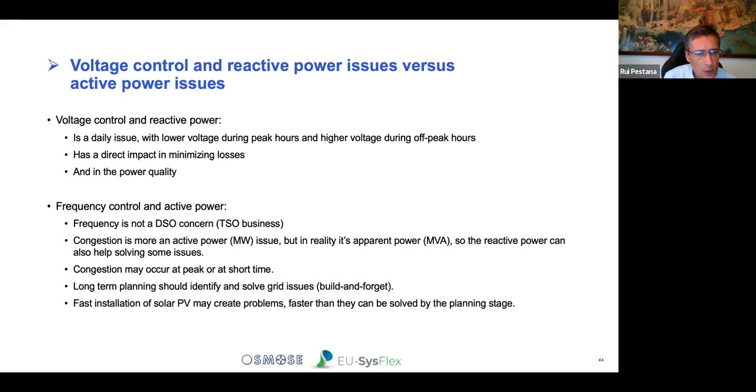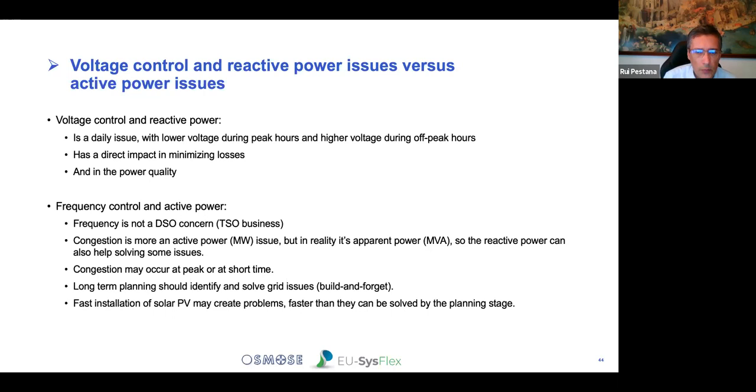Regarding congestion, we could say congestion can be because of active power issues. This can be because of excess load, and then you overload the transformers, or you have excess generation, and then you overload the distribution grid or the transmission grid related to the inverse power coming from the distribution grid. But in reality, these limits are in MVA. This means also that reactive power can help solving some issues if the overload is minor, I mean, less than 5% or something like that.